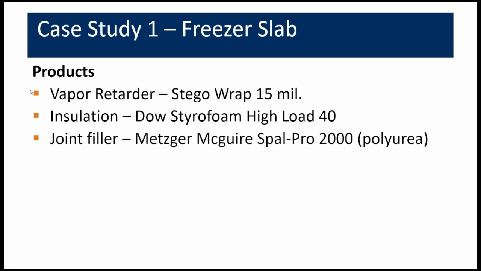For this project, here are some of the products we used. The vapor retarder was the Stego Wrap. It's a 15 mil. I believe within ACI 360 they recommend if you're going to have a vapor retarder it be 10 mil or greater. So we used the Stego Wrap product. We use that quite frequently here. The insulation was a Dow product, and the joint filler, as I mentioned, was a polyurea by Metzger McGuire.